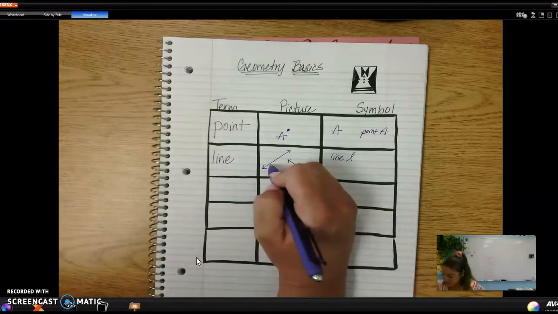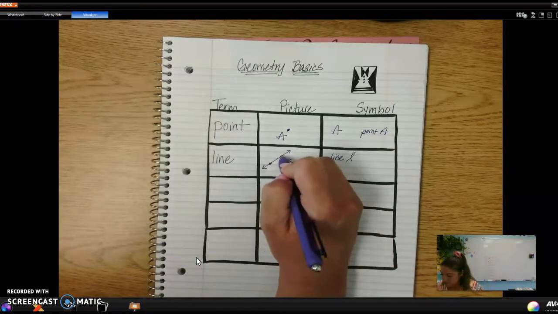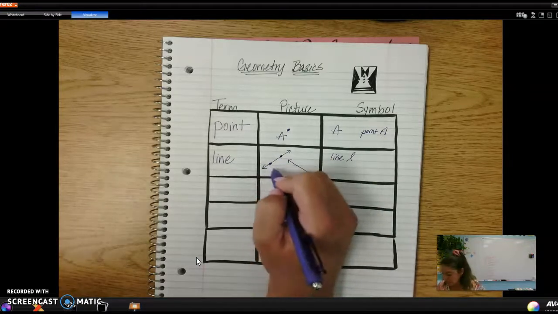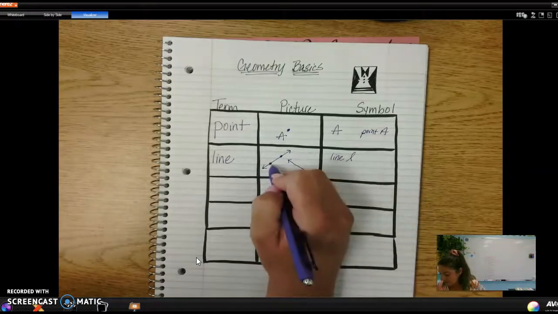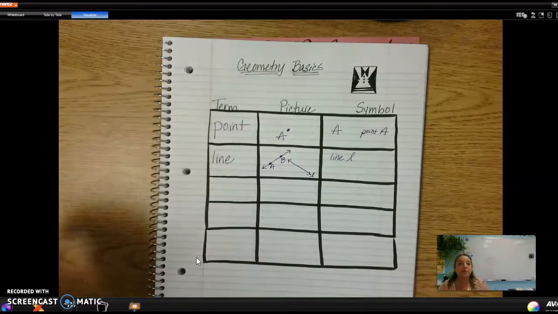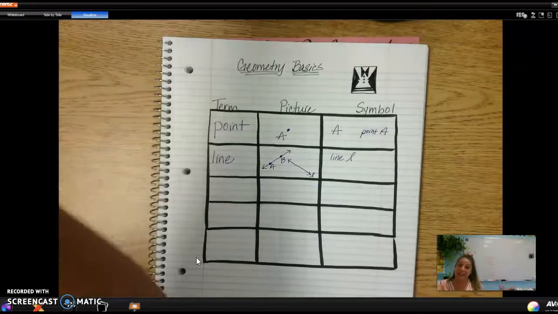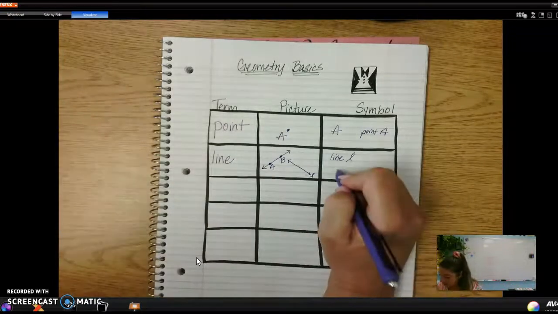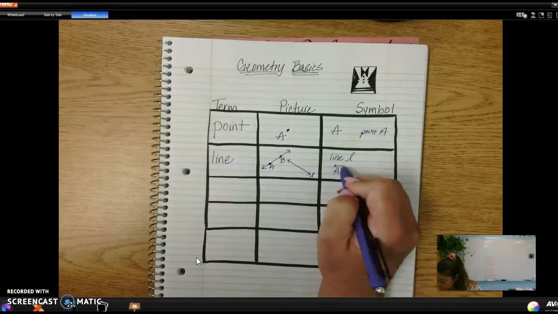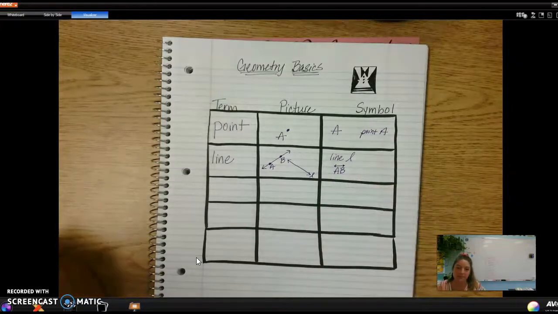Sometimes you're going to see a line that is labeled with points. And so let's put some points on here. So how about A and B? And you can label or write down this line. So if I'm talking about line AB, I can write AB, and I can draw a line above it that looks just like this, okay?